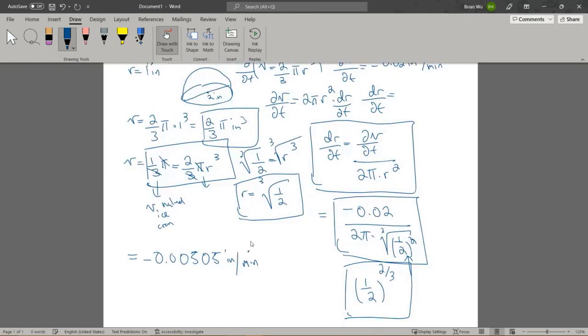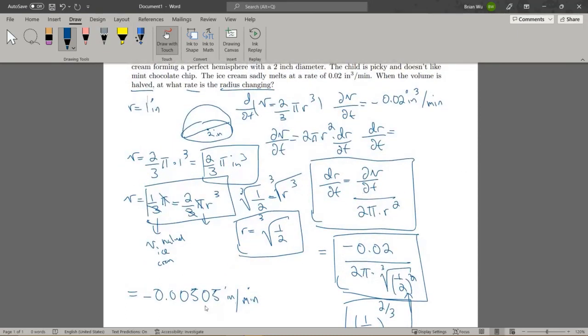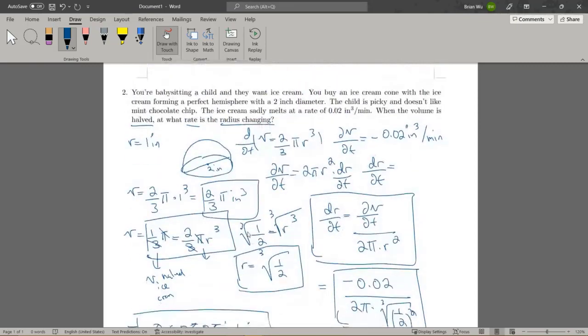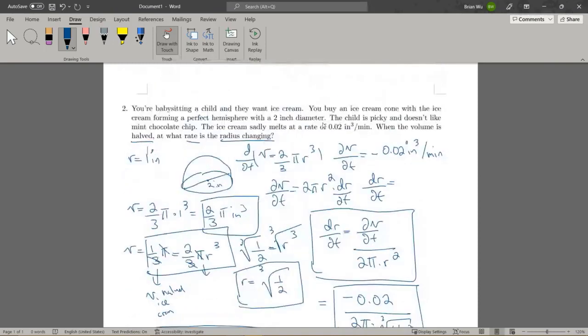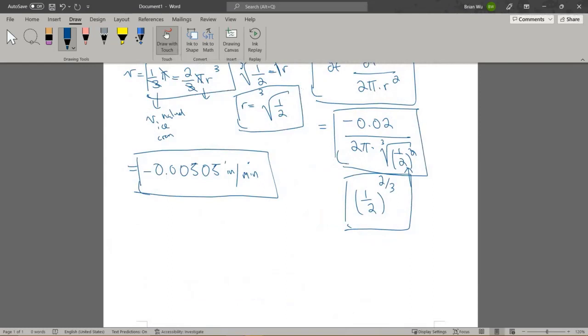And how to figure out what the exponent is on here: we're looking for the radius, and radius is in terms of one dimension, which means inches, right? So volume was cubed inches, but radius is in inches. So this is how this related rates problem works. The numbers don't work too well in this case, but it just means that this ice cream melts really slow.